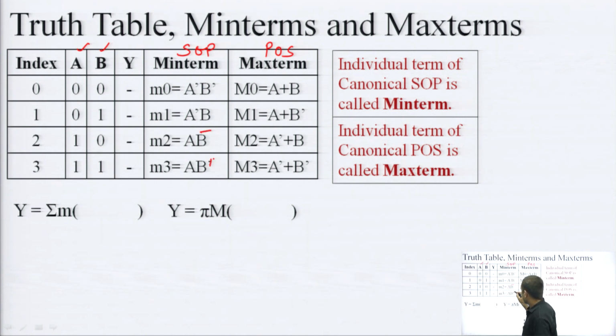So, this is not bar. So, this is equivalent to A B. Okay. So, these are the minterms. So, maxterms are the sum version.